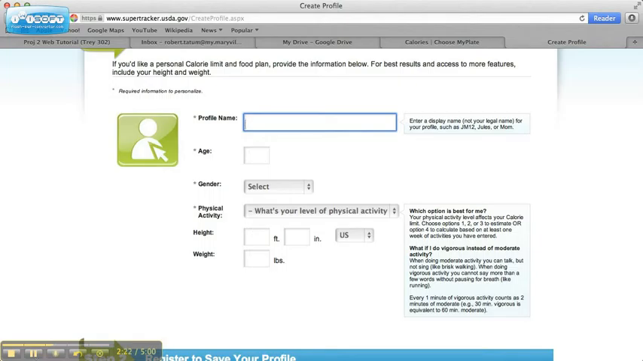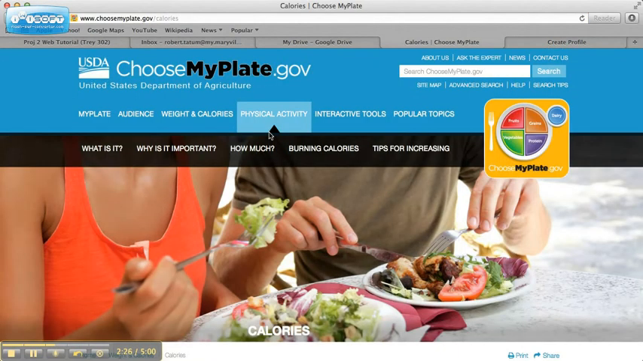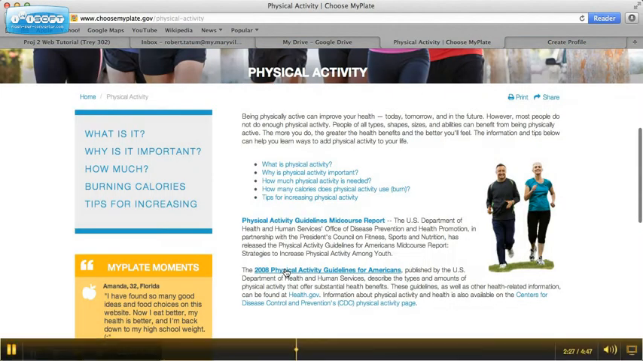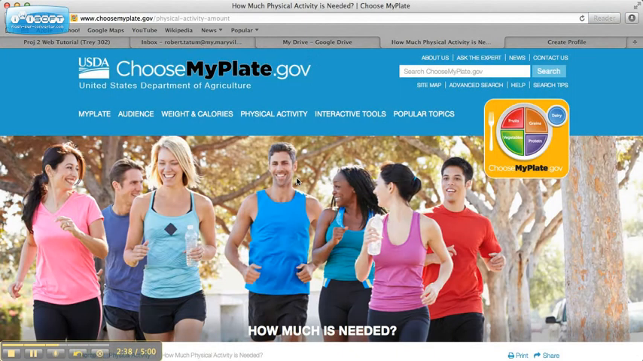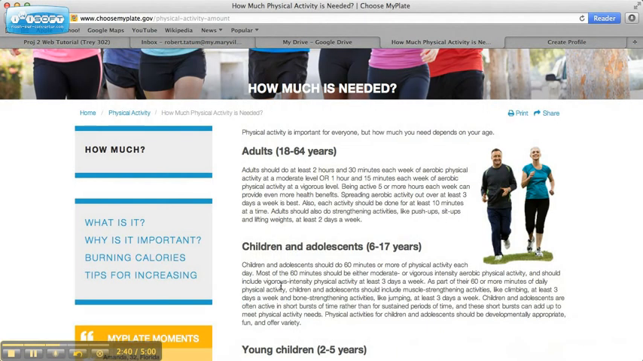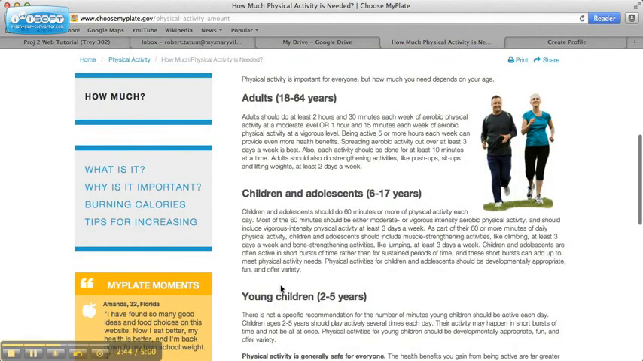If we go to the physical activity tab here on MyPlate, we can see that it gives some information on physical activity in general, and that there's also a list of links that you can click on to find out more specific aspects of physical activity. If we click on this one that talks about how much physical activity is needed, you can see that it divides up the type of physical activity that should be performed based on different age groups, and it also gives how much time it should be completed and the intensity and frequency that it should be completed at.